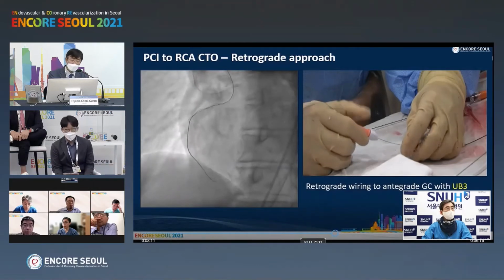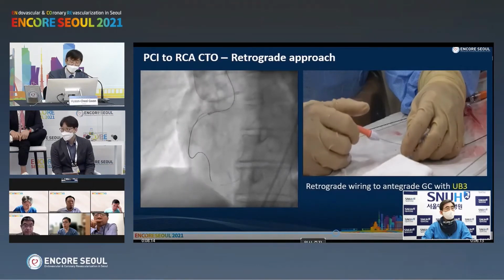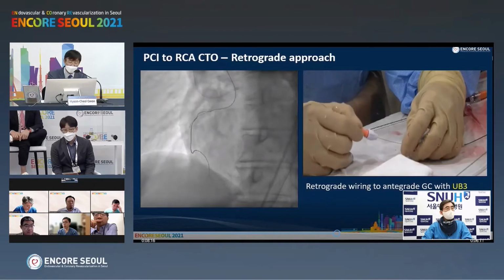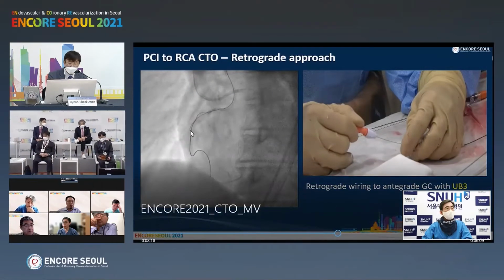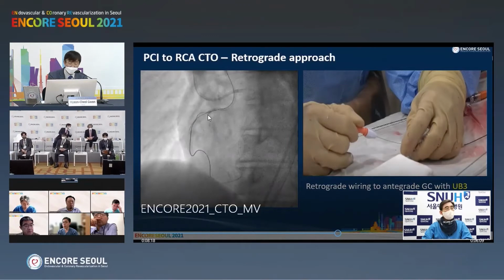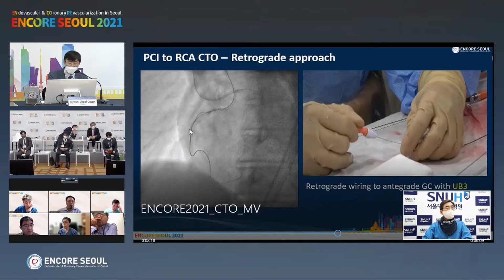And do you believe that the Astato 20 is in the true lumen? How can you confirm that? There is a huge amount of intimal plaque, CTO plaque material. I guess the RCA vessel size is about 4 or 5 millimeters. Thus, it is within the plaque, I guess.